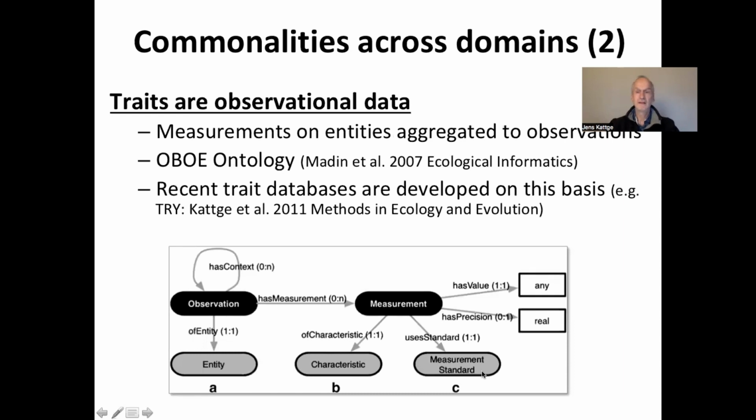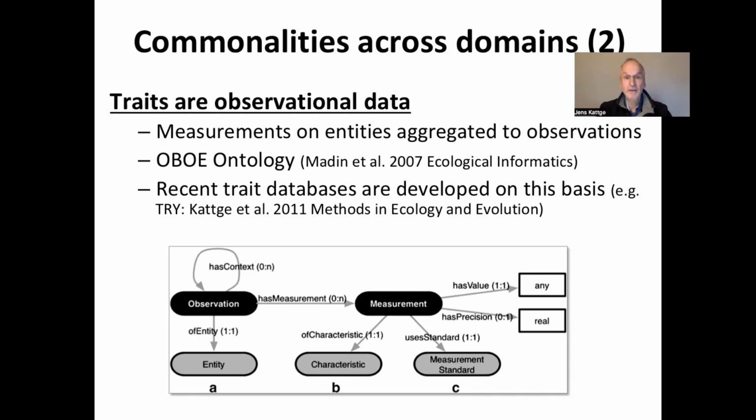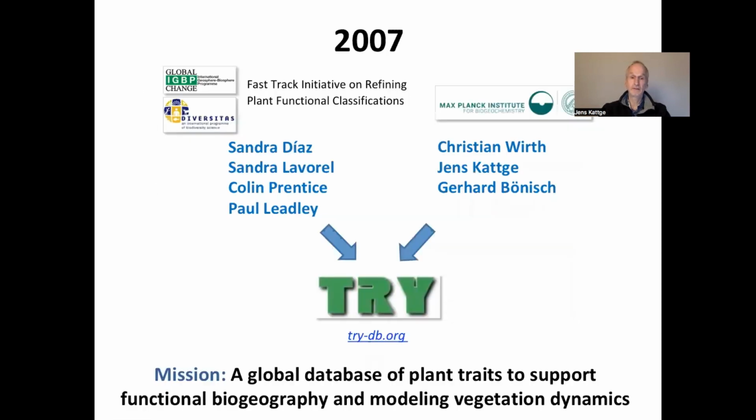The second commonality across domains is the understanding that traits are observational data. Here, different measurements on an entity are aggregated to observations. This has been formalized in the context of the OBOE ontology, and most of the recent trait databases that have been developed are on this basis. The first one like this was actually the TRY database, and this was published in 2011.